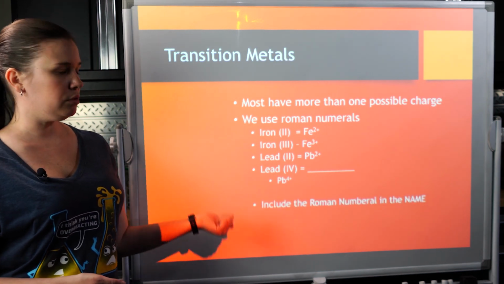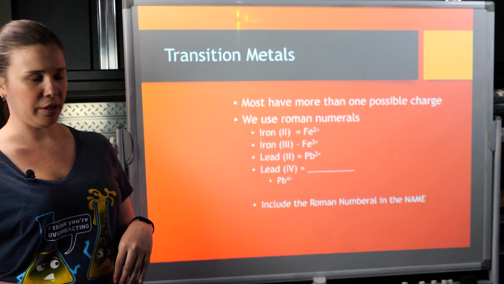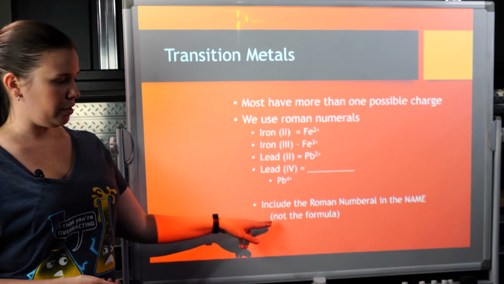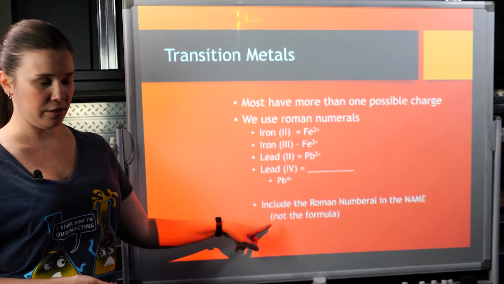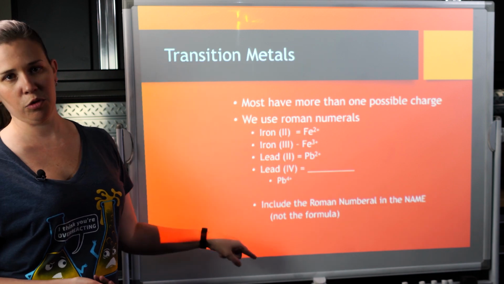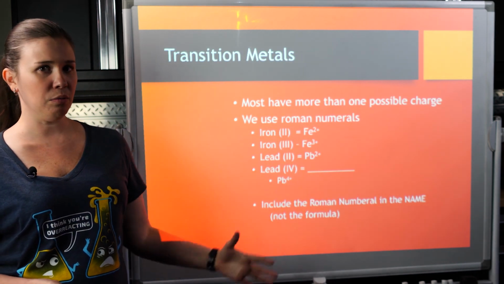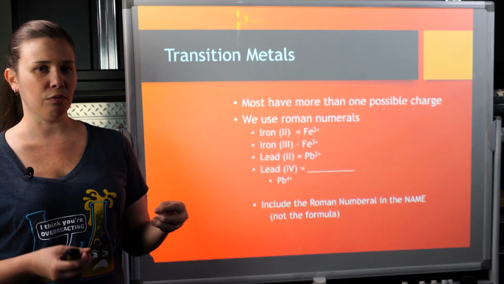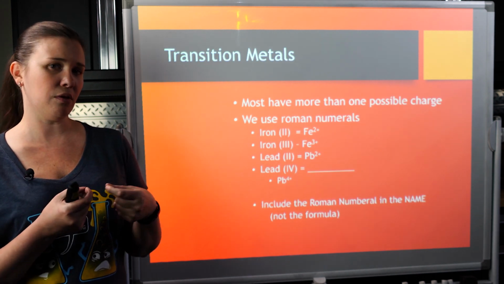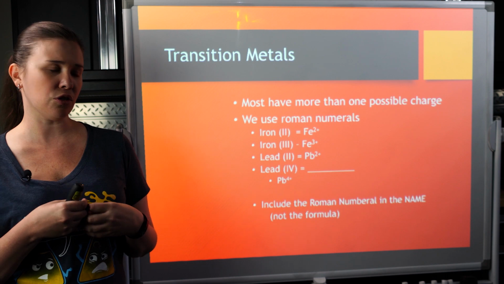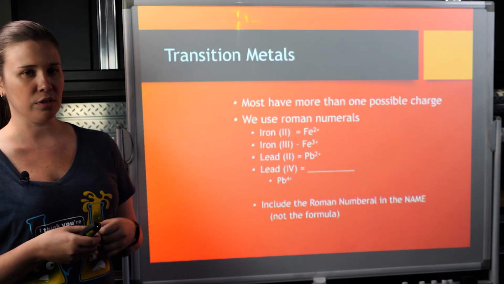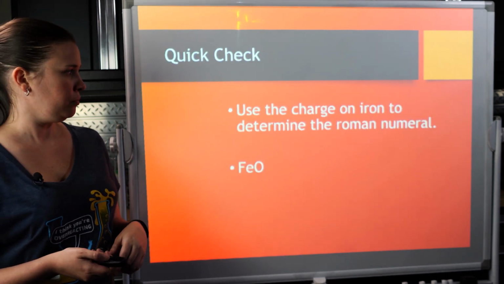So you always want to include the Roman numerals in the name of the compound, not in the formula. This is a common mistake I see too. Once we start going over the Roman numerals, they start appearing in the formula units. Remember when we did Unit 3, we didn't talk about Roman numerals. So if you're writing the symbols and putting them together to make the compound and neutralizing the charges, I shouldn't be seeing the Roman numerals. This is just for the naming.